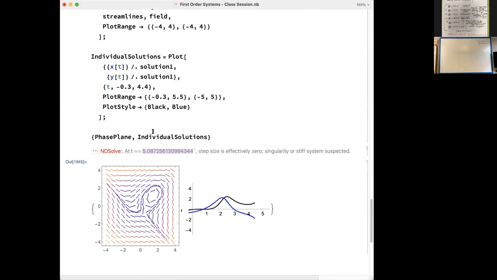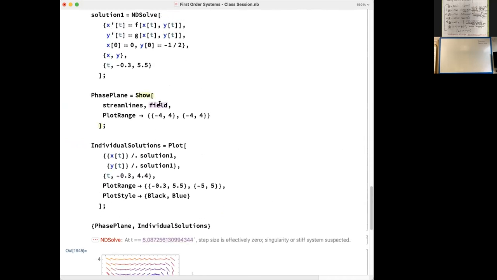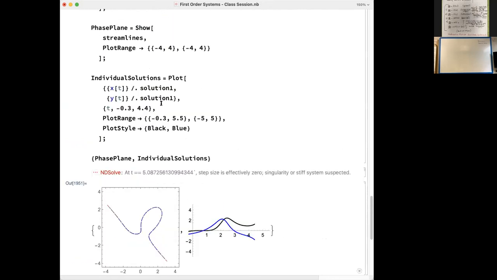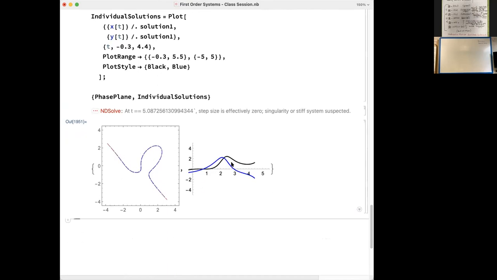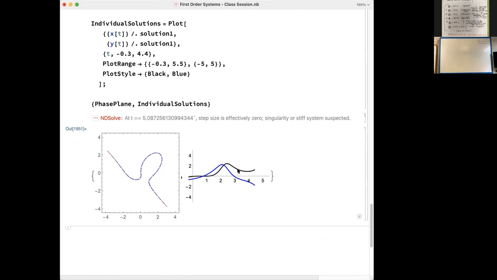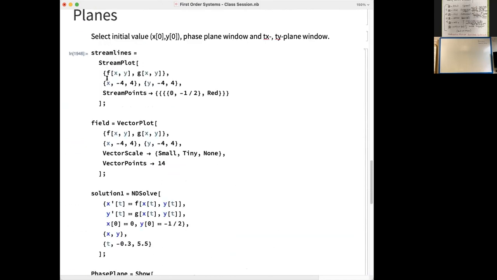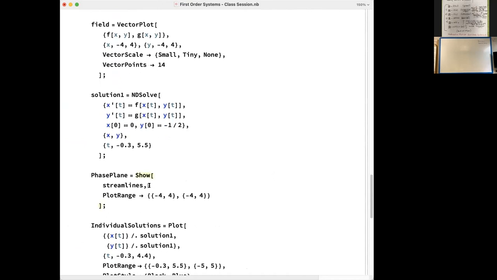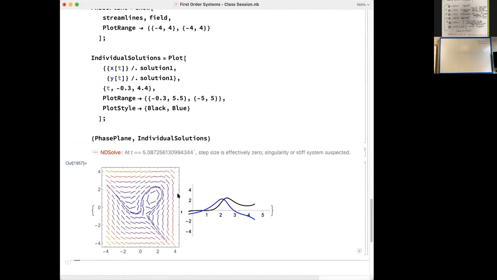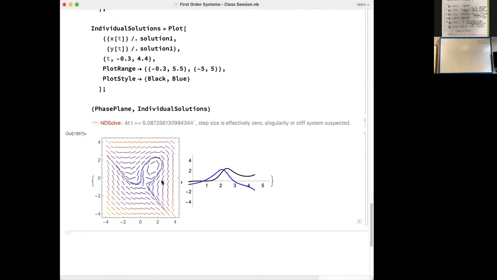I'm going to take out the field and just show you the loop and curve. Notice how I'm defining things? Streamlines, fields, solution one. And then I put them together in a show command. That allows me to have control over what I show you and what I don't show you. I've made this point once already: inside the braces where I put the phase plane and the individual solutions, that put the two graphs side by side in brackets. I hardly see the brackets, but I like the two graphs side by side.